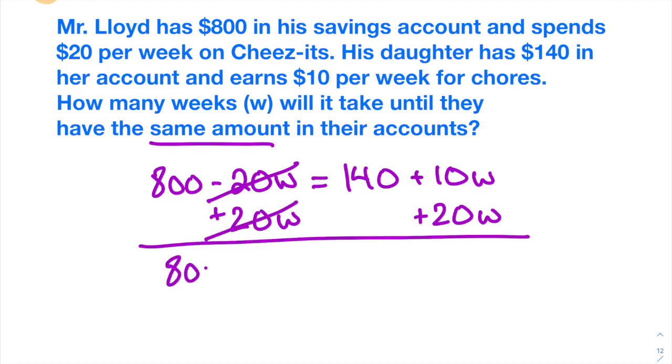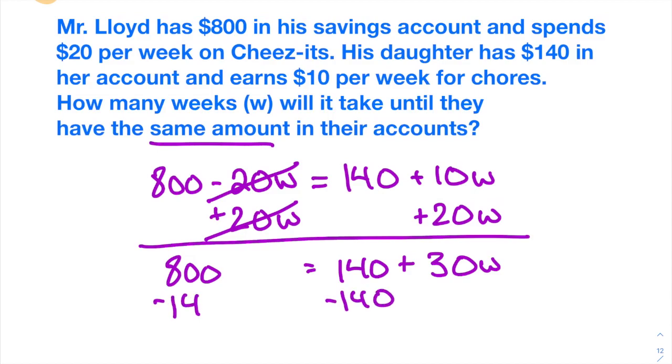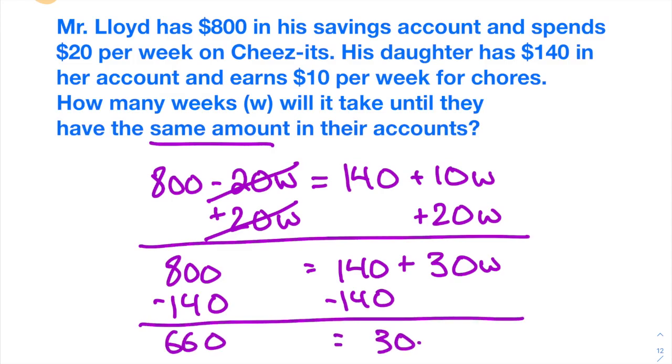And I'm left with 800 is 140 plus 30w. Right there, there's combining like terms. We're going to solve. Let's get rid of the constant on the side of the variable. Let's divide by the coefficient, in this case 30, and we have w is 22. So 22 weeks is the answer. Done and done. All right, so look for the smaller variable on both sides and find a way to eliminate that.